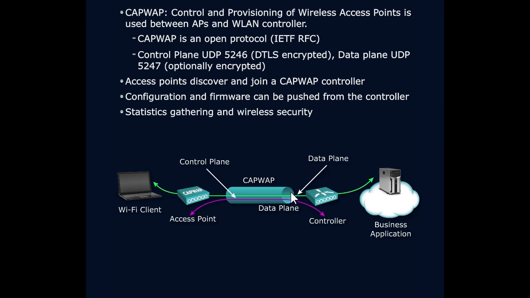So now that I have access to the network, which is really through the controller, I then say, well, I'd like to access this business application. I fire up my database application or my email or whatever it might be. So now the client physically contacts the access point with the request to access something on the remote network. But that request is going to go through the data plane tunnel directly to the wireless LAN controller.